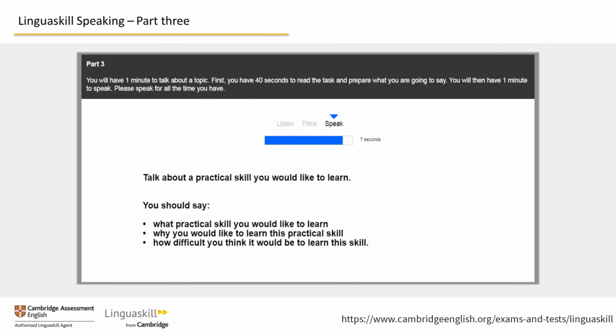You may not have thought about the topic or question before, so you may need to invent your response and use your imagination. The important thing is the accuracy and range of your spoken English, not the content. So it doesn't matter if what you say is truth or fiction. In the example here, you could try talking about a practical skill you've already learnt to give you ideas, but modify your language to pretend that you haven't, so you know about the subject in detail.